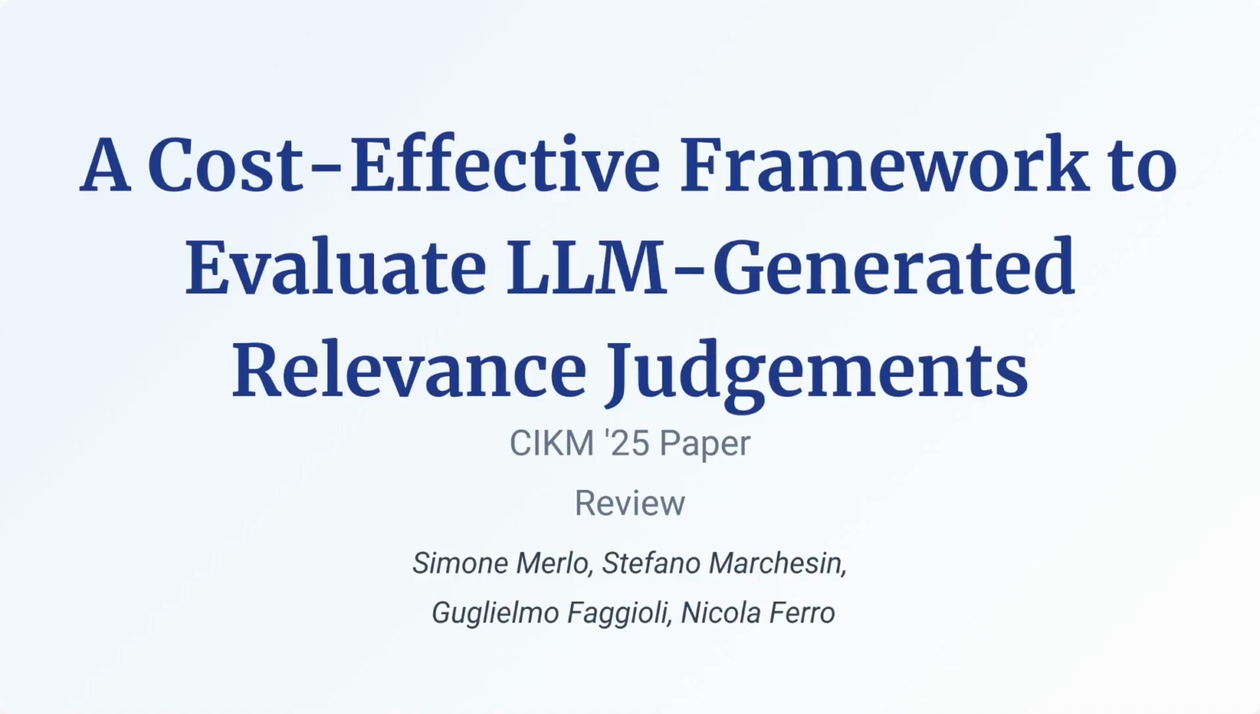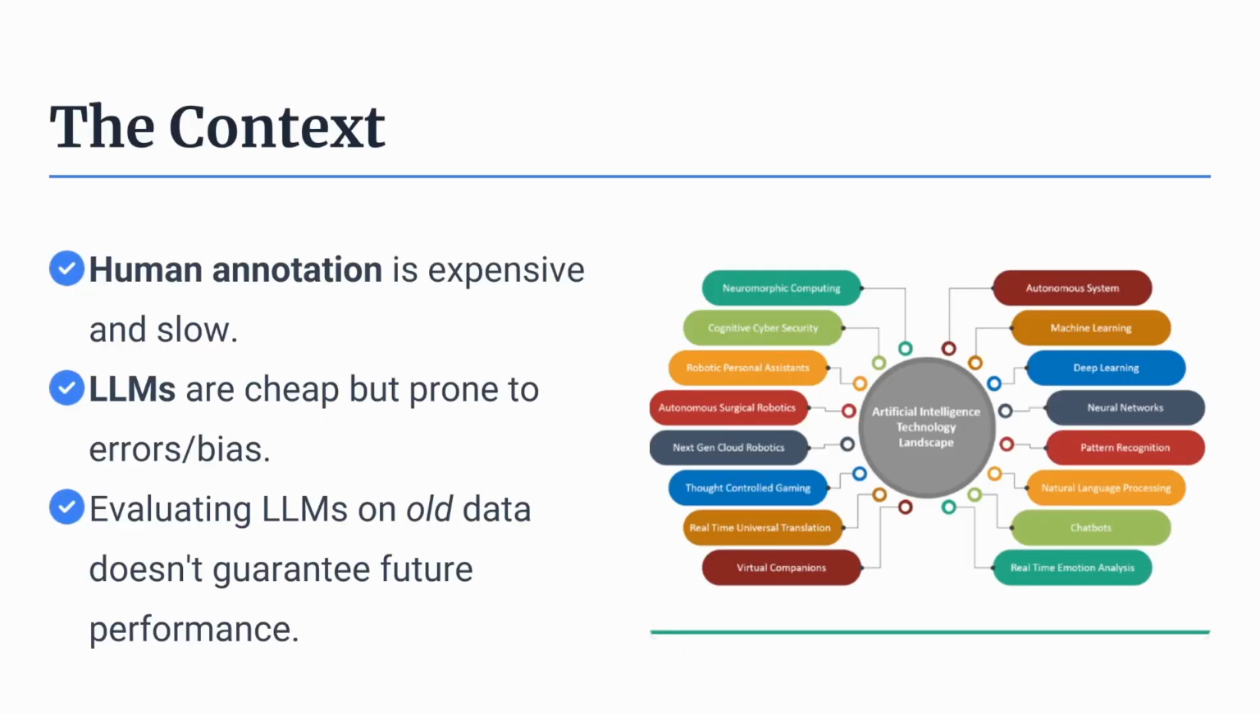Okay, next we move to the second paper: a cost-effective framework to evaluate LLM-generated relevance judgments. The background is simple. In information retrieval, we need annotated data to evaluate search engines. Human annotation is expensive, while LLM annotation is cheap but prone to error. Current practice validates LLMs using historical datasets, but this doesn't guarantee the LLM's performance on brand new data.